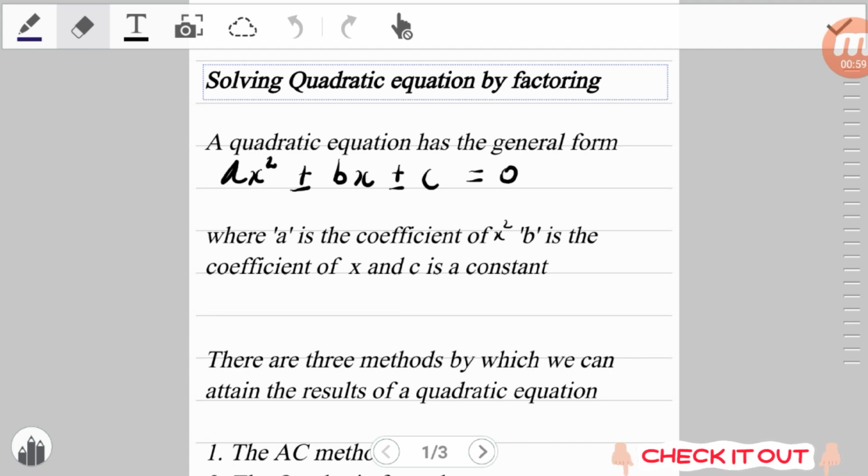So alright, we're just going to be picking up where we left off a few months ago on the quadratic expression. Now we're extending it to an equation.